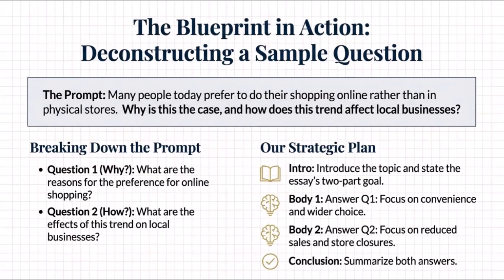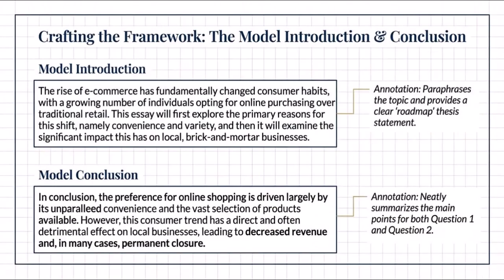We'll focus on the main reasons, like convenience and the wider choice of products available online. Body paragraph 2, this paragraph will be dedicated entirely to answering question 2, how? We'll focus on the effects on local businesses, like reduced sales and store closures. Conclusion, we'll finish by summarizing our answers to both questions. Crucially, we will make sure that both body paragraphs are well developed and roughly the same length, giving equal attention to both questions. Let's look at the introduction and conclusion for our essay.